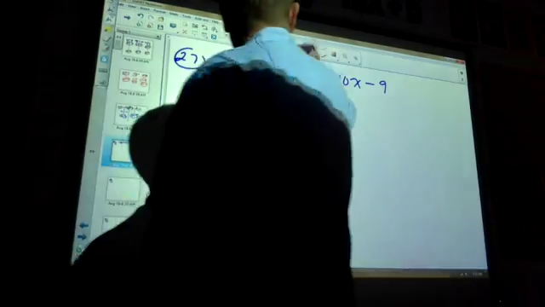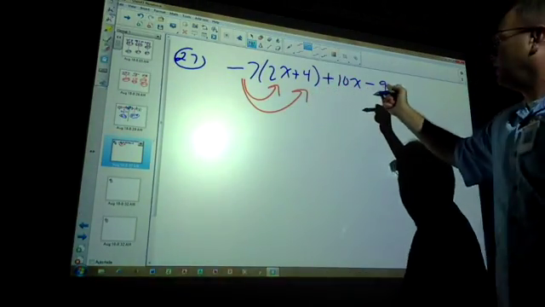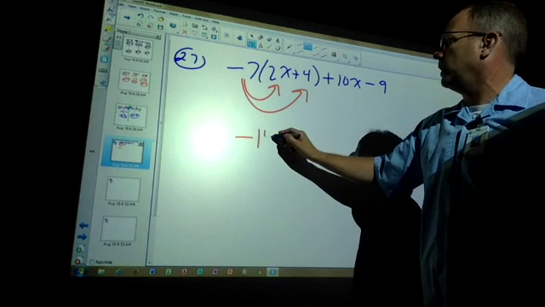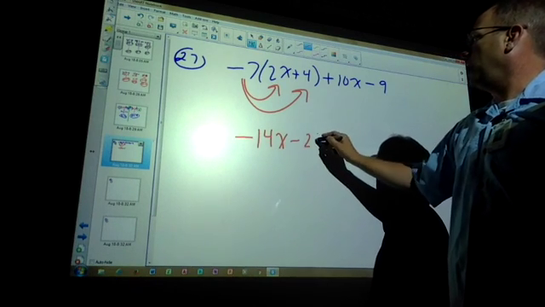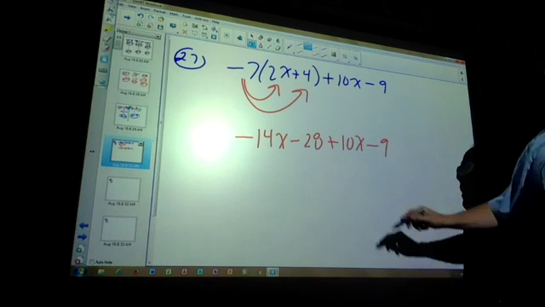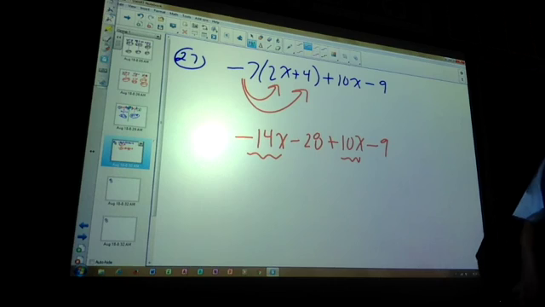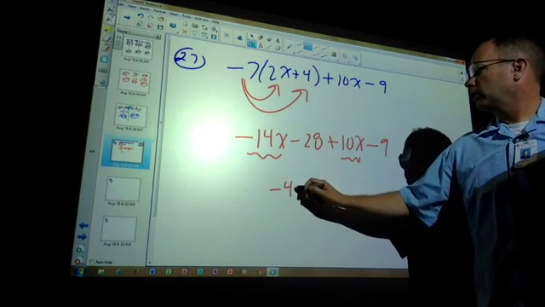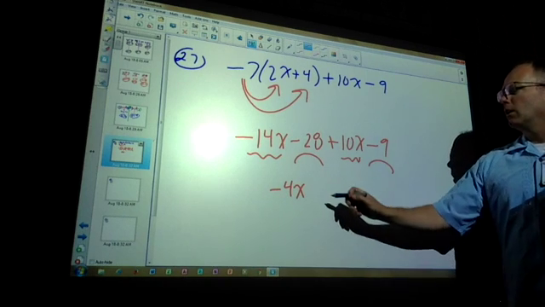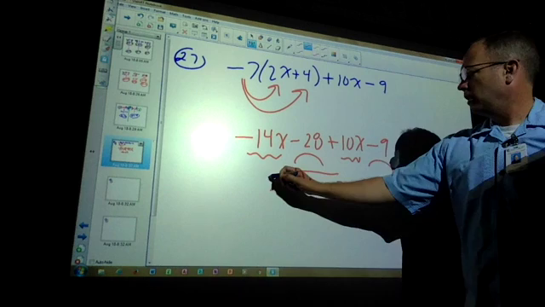Okay? So I'm going to distribute -7 to here and -7 to here. Do I distribute it here and here as well? No, it's not grouped with it. So you do the math. So I get -14x minus 28 plus 10x minus 9. This and this are like terms. What do I get if I combine those? -4x. What about there and here? -37? Is that right? Okay.